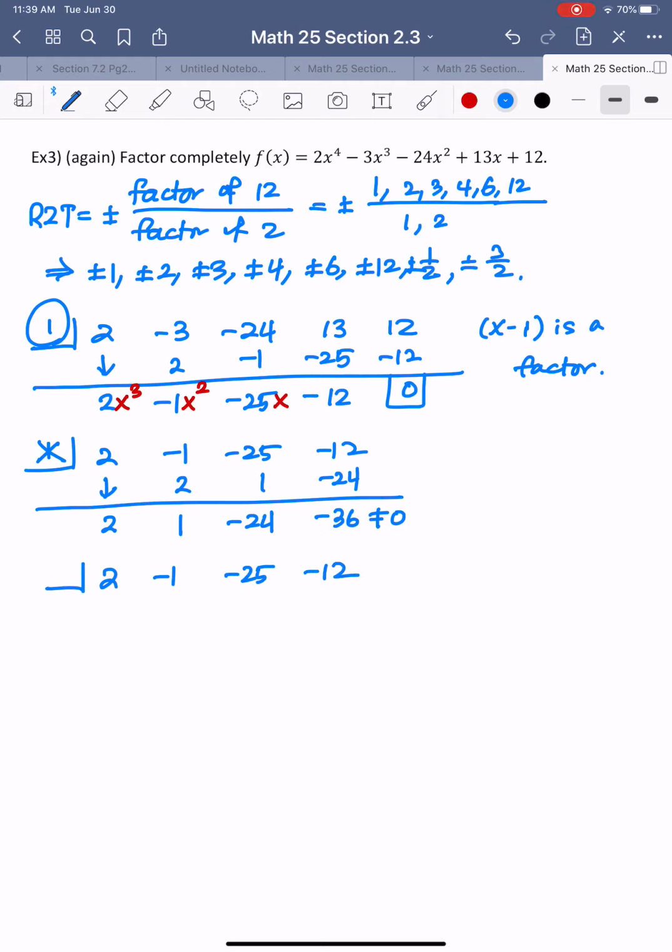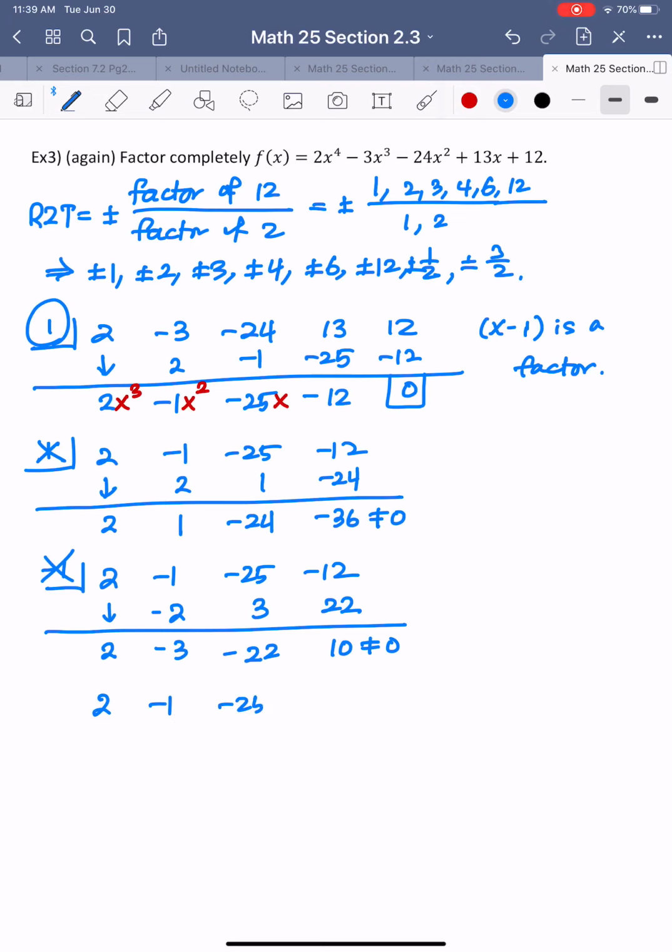And then I'm going to use negative 1. So negative 1, drop the 2, negative 2, negative 3, 3, negative 22, and 22, and 10, which is not 0. So negative 1, I'm not going to use that. So it's not going to be a 0. Now start over. 2, negative 1, negative 25, negative 12. And then now you can use 2. But 2 is not going to work.